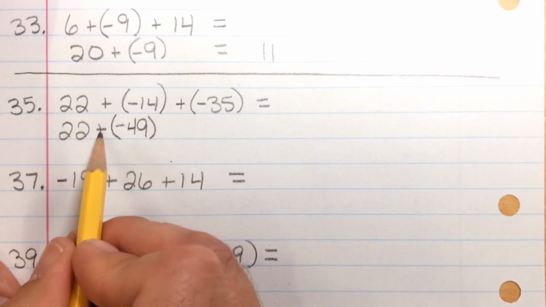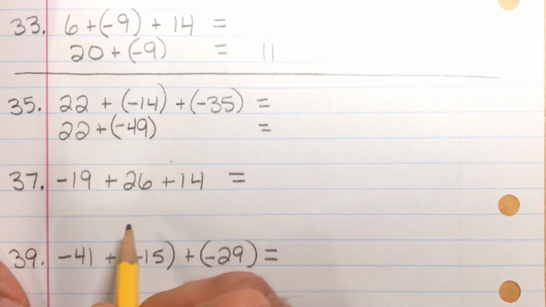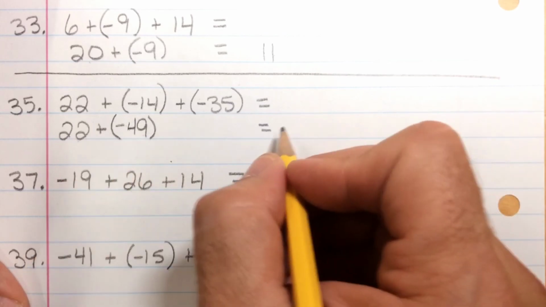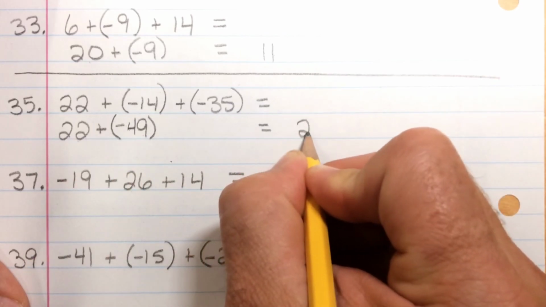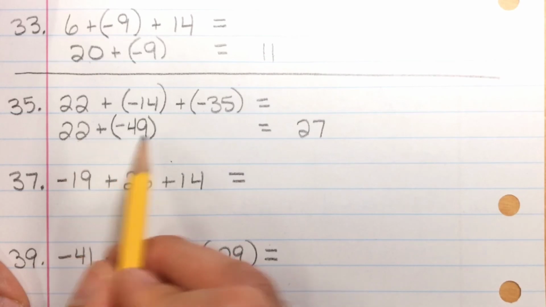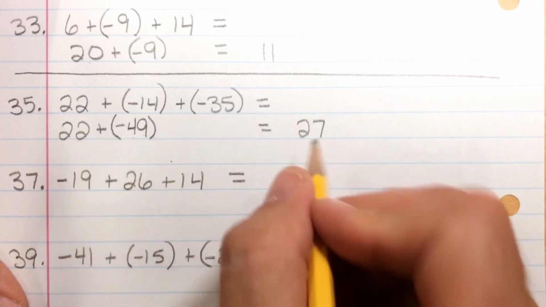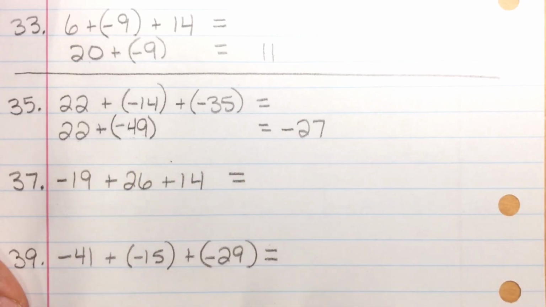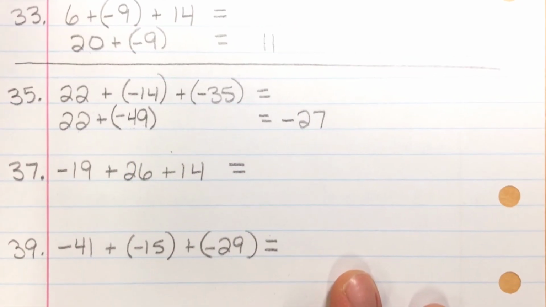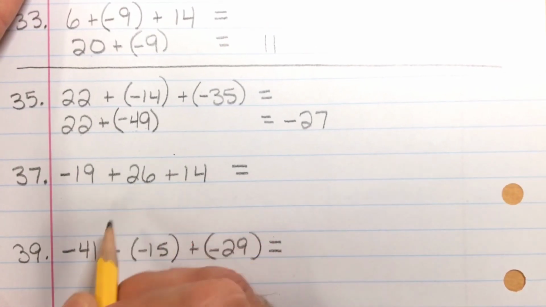Now I have 22 plus -49. Different sign now, so I'm going to subtract. 49 take away 22 is 27. So different sign, subtract, keep the sign of the larger absolute value, which in this case is the negative. -27.